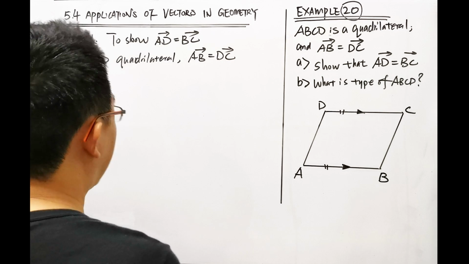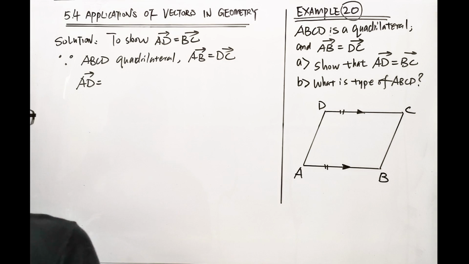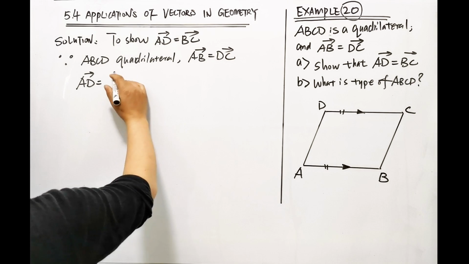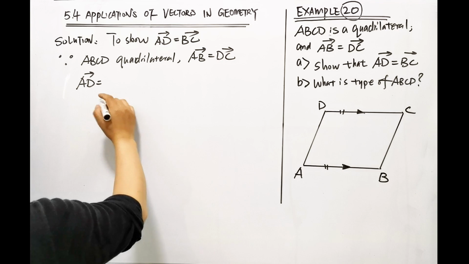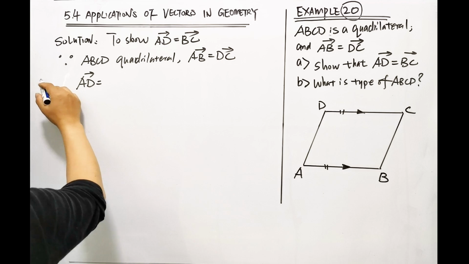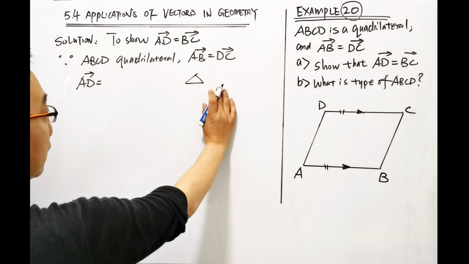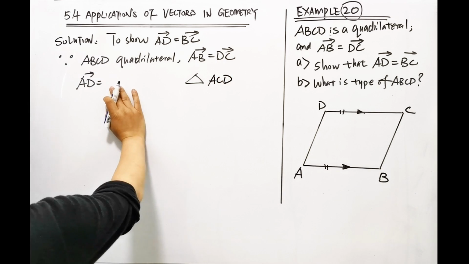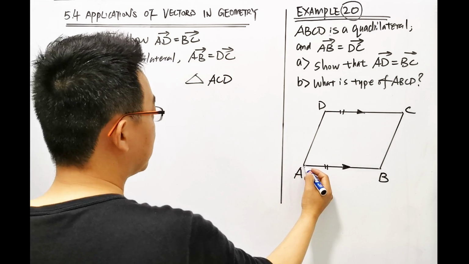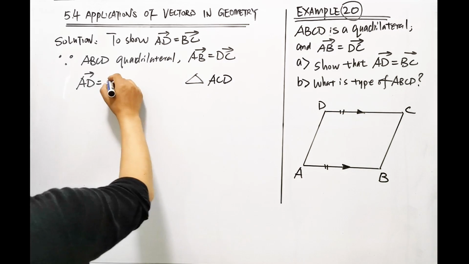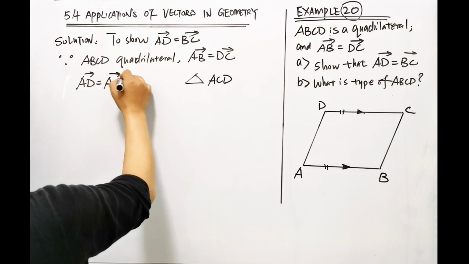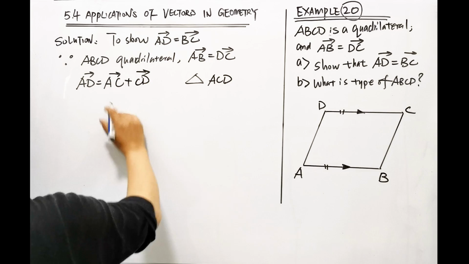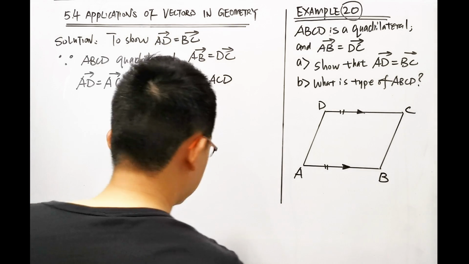AD, so use the triangle law. AD belongs to the triangle ACD, right? Let's assume this is triangle ACD. So what we get? AC plus CD. Here we're using the triangle law, right?